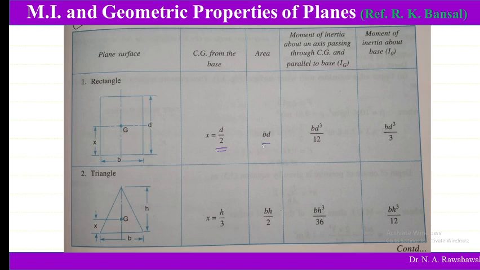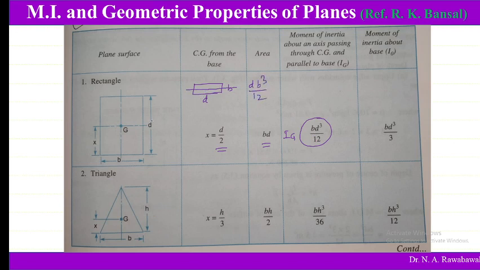Then area is given by BD. So moment of inertia about an axis passing through center of gravity, Ig, is given by BD cube divided by 12. So this is Ig for rectangle. If we take this rectangle horizontally, with this as B and this as D, then that becomes dB cube divided by 12. If it is taken like this, then it becomes dB cube divided by 12.